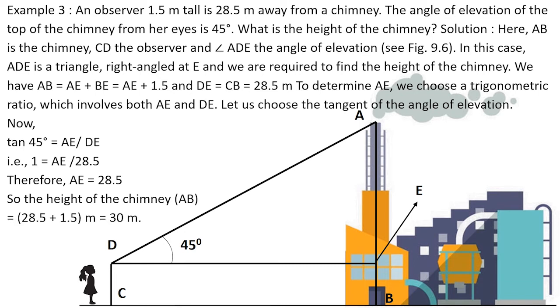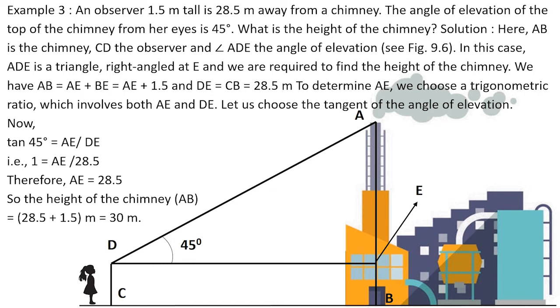We can see that the angle of elevation is angle ADE. So in this case, ADE is a right angle triangle. The triangle is right angle at point E, and we have to calculate the height of AB. So we can say AB is equal to AE plus BE is equal to AE plus 1.5, and also DE is equal to CB is equal to 28.5 meter.